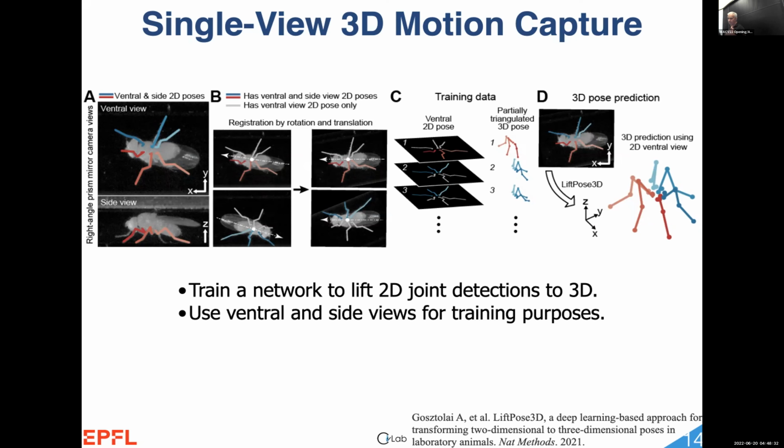So we use the ventral and side views for training purposes, but at inference time we use a single view. And in fact, it's a little less accurate, but it's comparable and it could be used too. So if you feel like experimenting with fruit flies, you can.